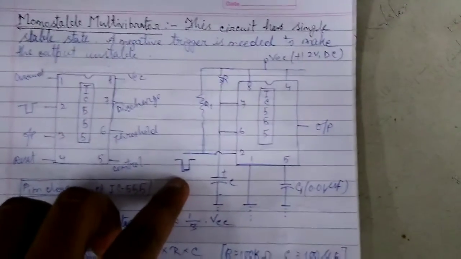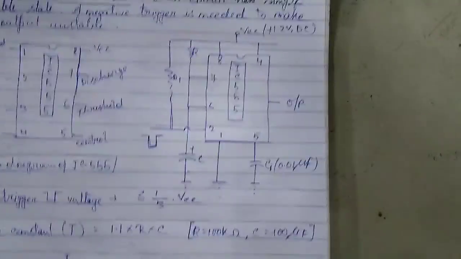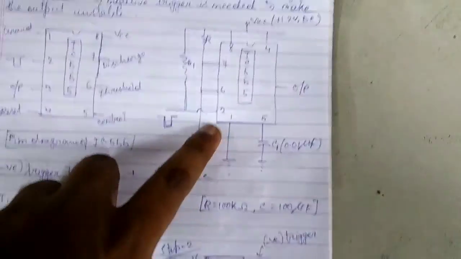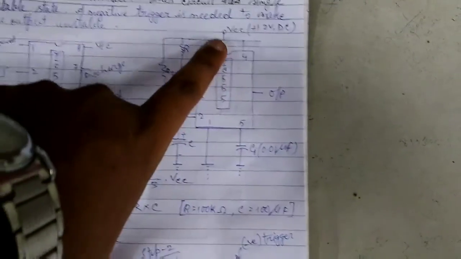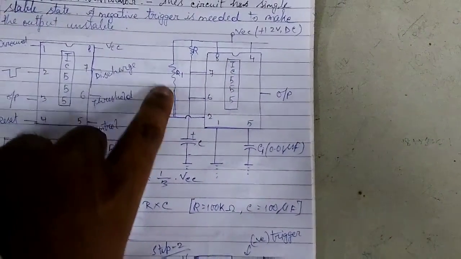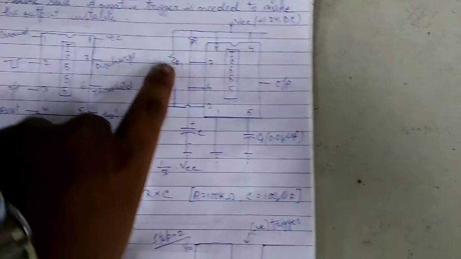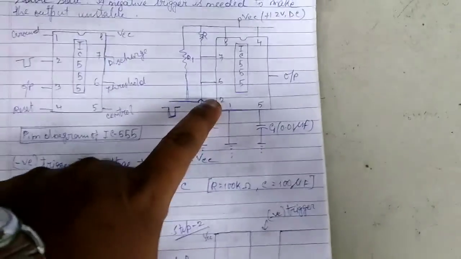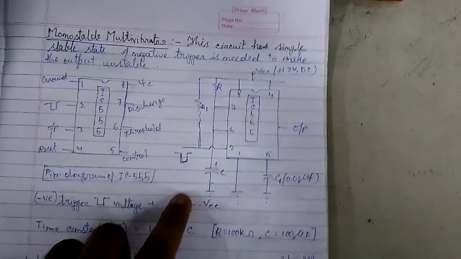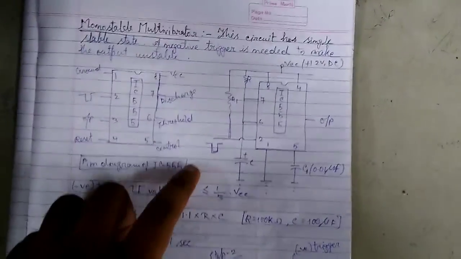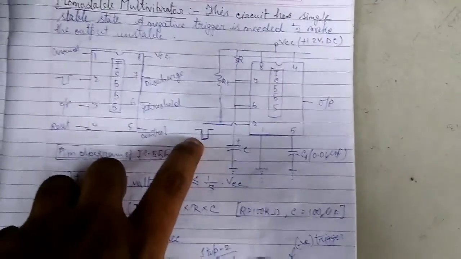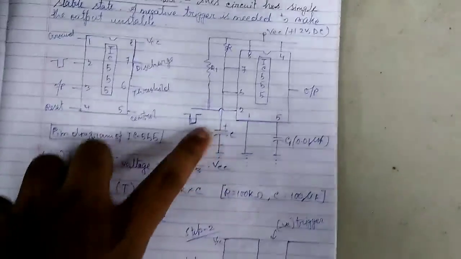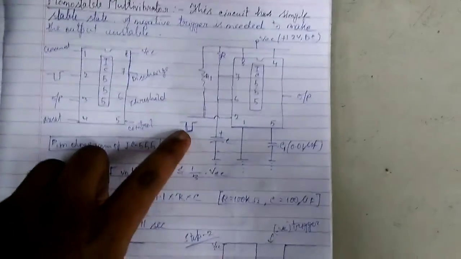So see, what is the initial voltage of pin number 2 here? We have to apply negative triggering in pin number 2. The initial voltage of pin number 2, it is connected with VCC through a resistor. That means the initial voltage of pin number 2 is high. To apply negative triggering, we have to apply some voltage lower than the initial voltage. And what should be the amount of voltage?